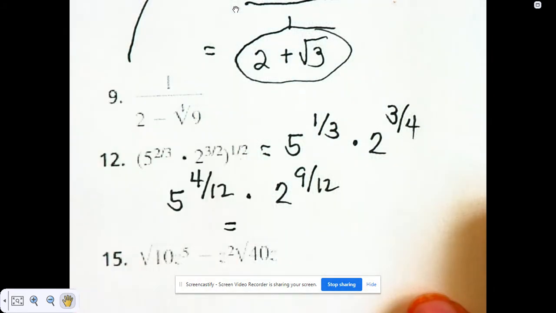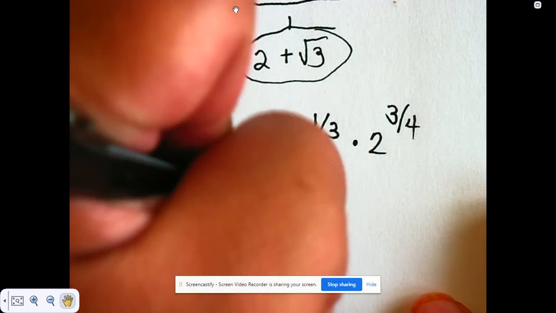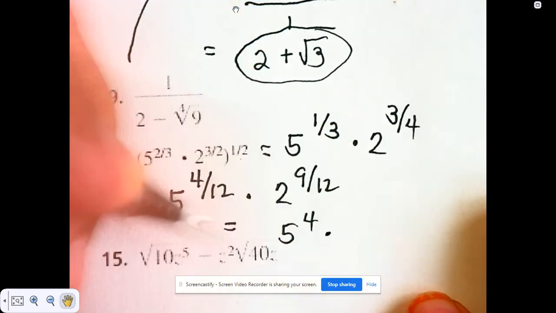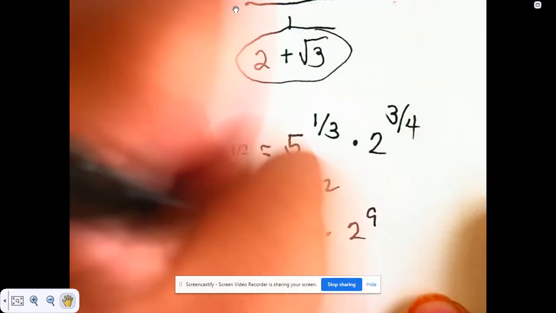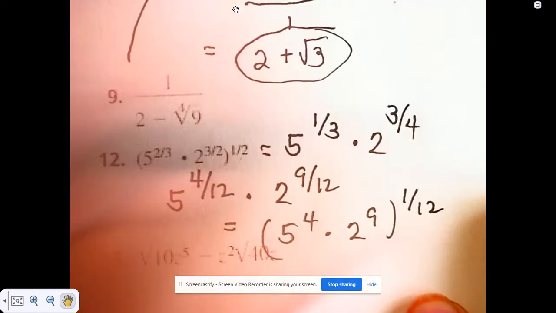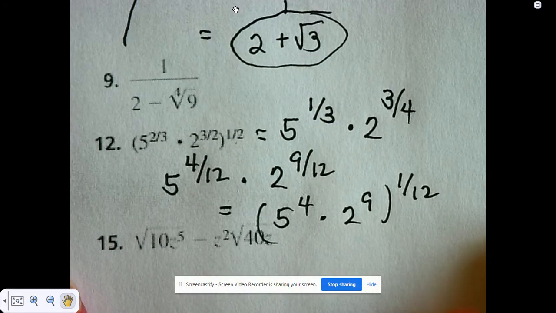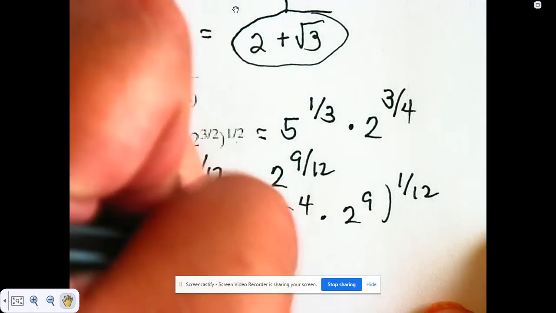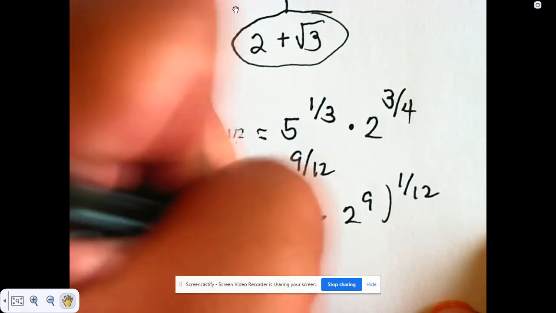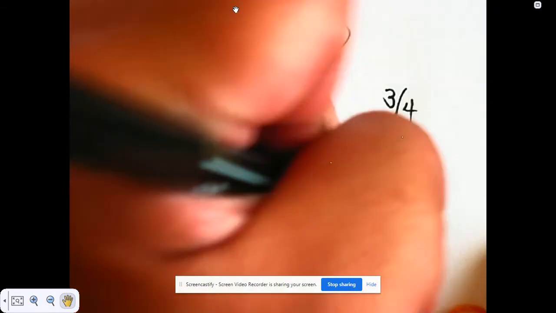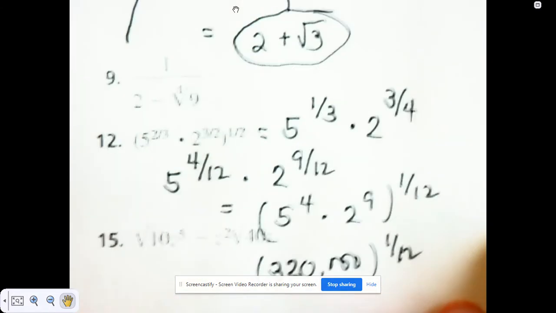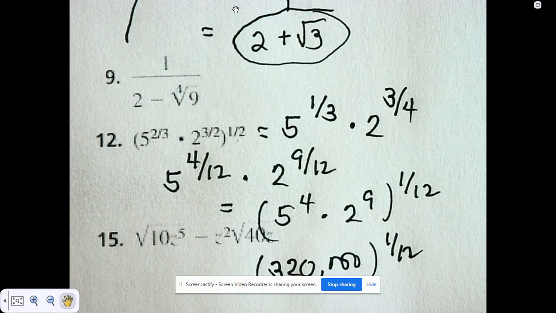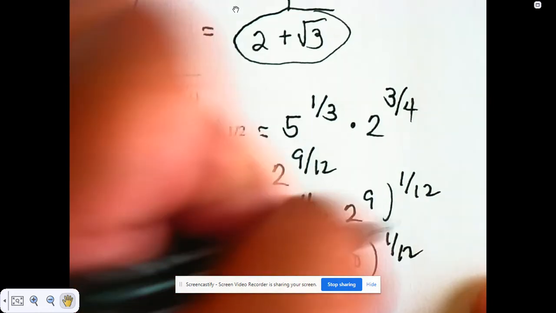Now I can separate them as follows. So that's going to be 5 to the 4th times 2 to the 9th, raised to the 1 over 12. If I simplify that, using the calculator, that's going to give me 320,000 raised to the 1 over 12. Okay, there you go.